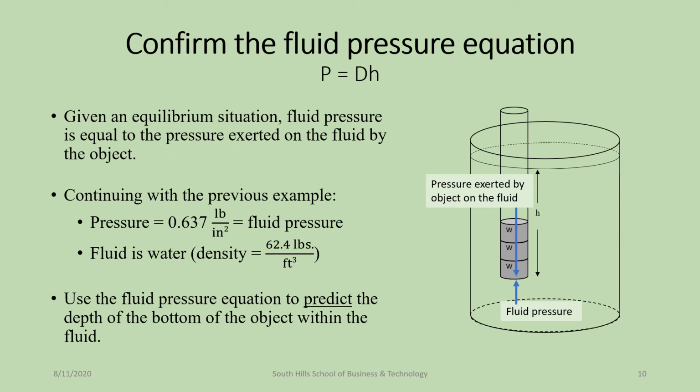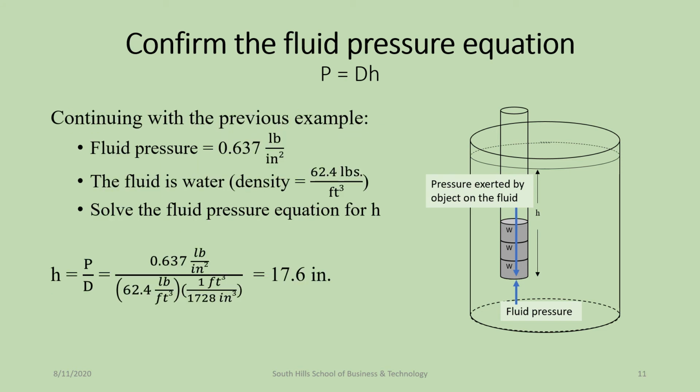So then the question is, can we use that information to determine the H factor, how deep the object is resting in the water? So the fluid pressure is equal to the pressure exerted on the fluid by the object, and let's just continue with this example, 0.637 pounds per square inch. And in this example, rather than the previous example, which had a fluid of alcohol, we're just going to say that the fluid's water, which has a density of 62.4 pounds per cubic feet. And now let's predict how deep this object should be resting in water.